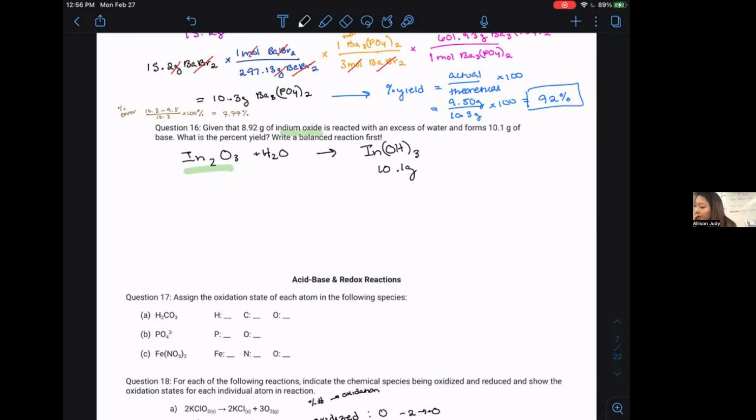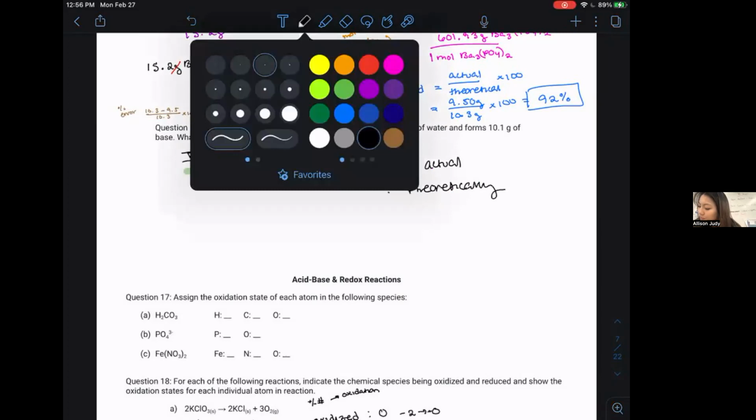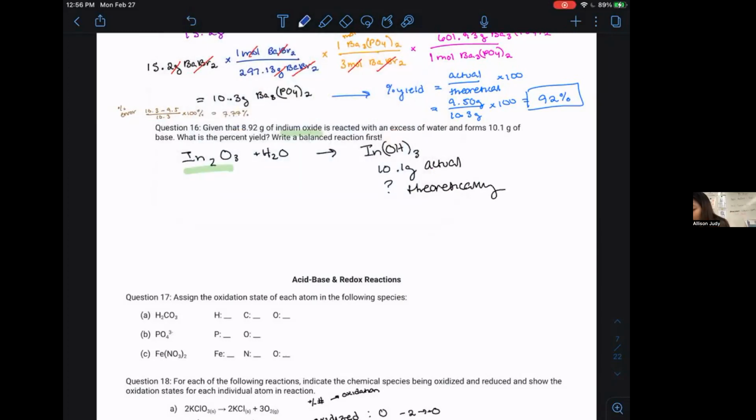And so what we need to figure out is, if that's our actual, how much should we have gotten theoretically? And therefore, what is our percent yield? So what you would do is you'd have to balance the reaction, but I think you're not balanced at all. So you need to write the balanced reaction first. So do you have the balanced reaction? I think I do, but I think my numbers are a little higher. I think I have a multiple, but I haven't tested that.